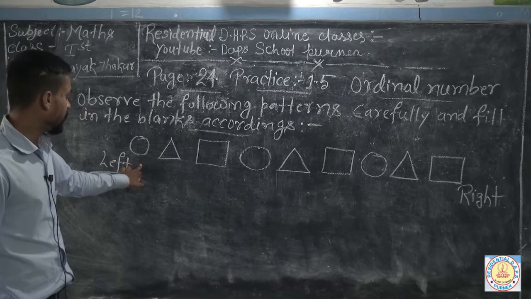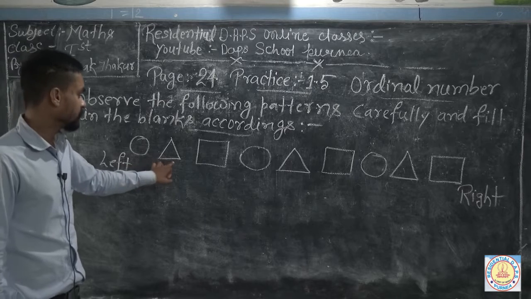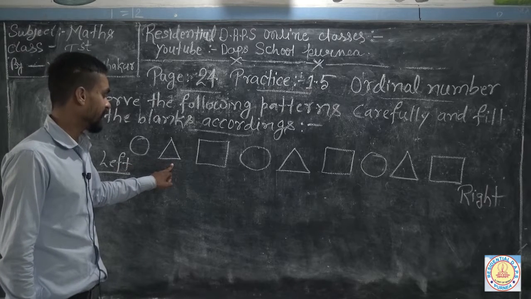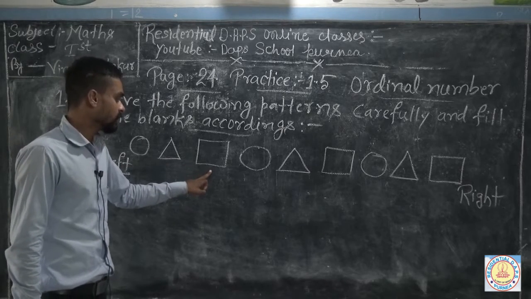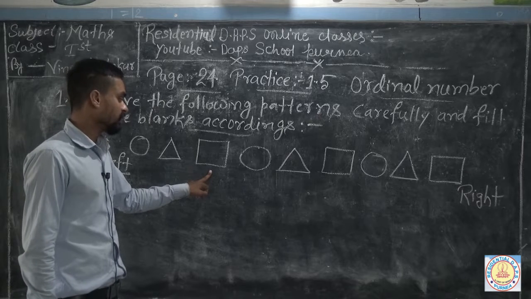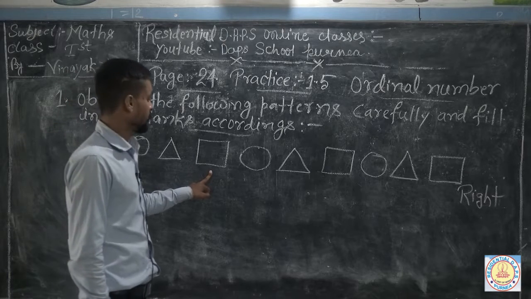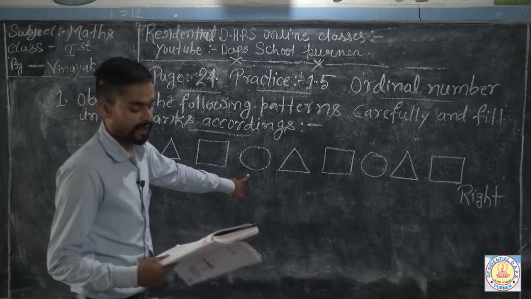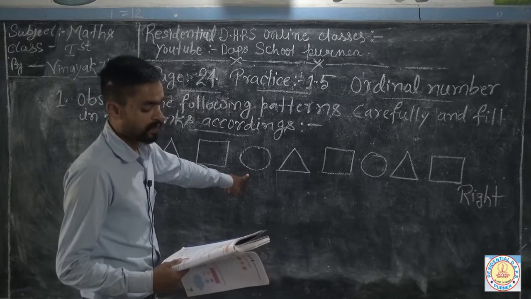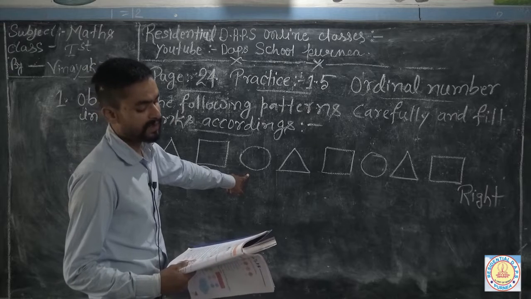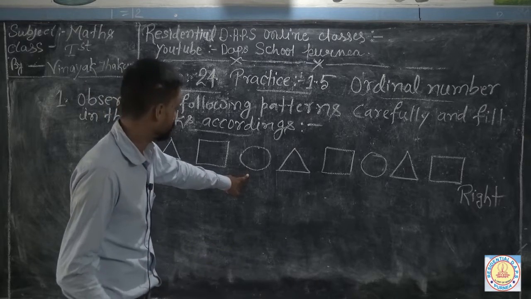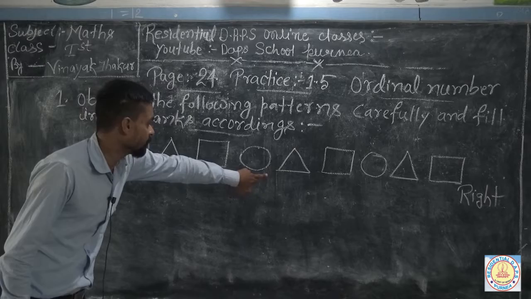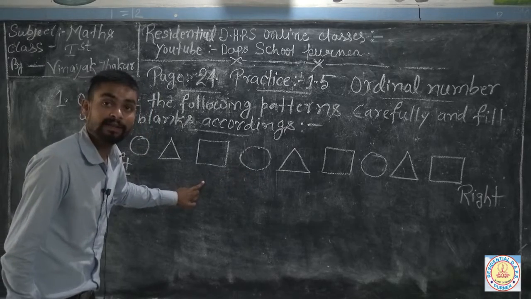So your first shape is circle, then triangle comes up. This is your second shape, and then the third shape from left, and this is the fourth one. So in your question, fourth shape from the left end is. So this is the fourth shape from the left end.